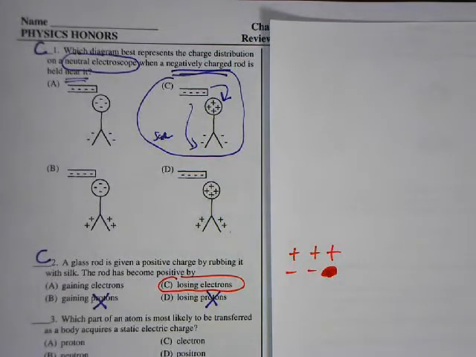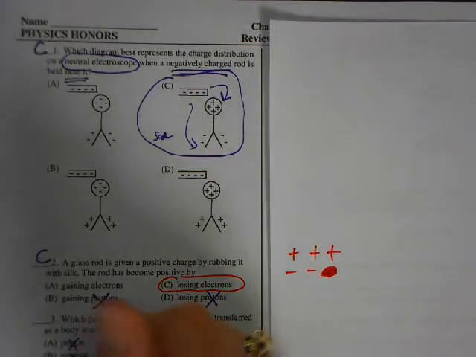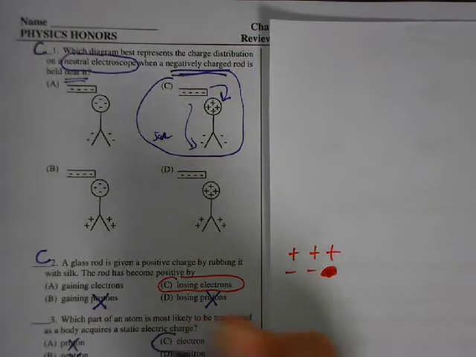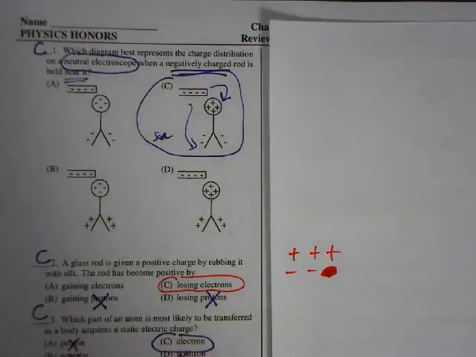Number 3, which part of an atom is most likely to be transferred as the body acquires static charge? Well, guess what? None of those things move, so the answer obviously is C, electron.